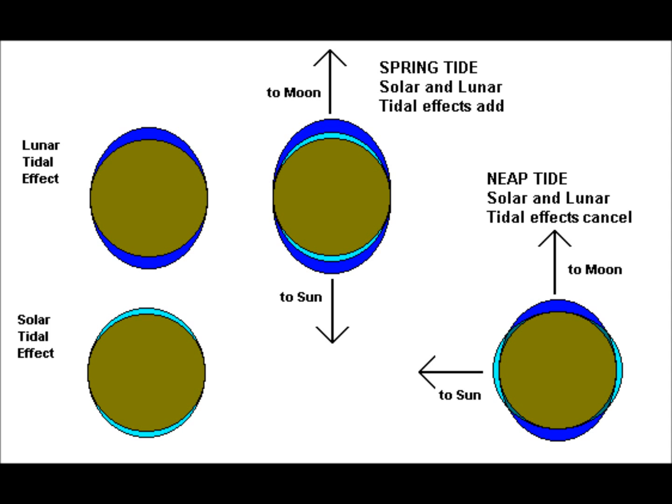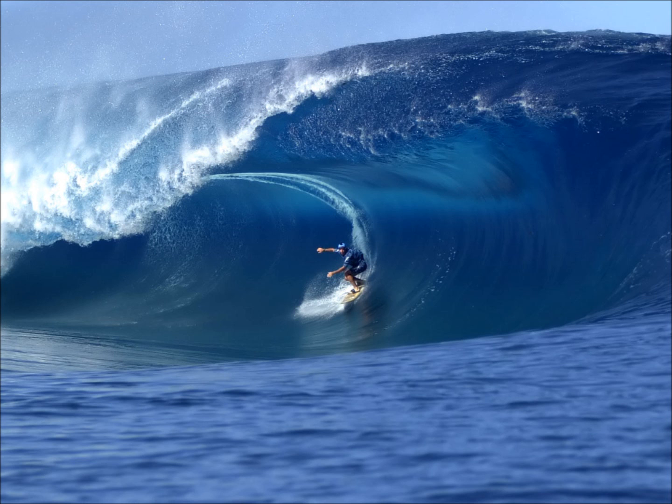A week later, during either of the two quarter moon phases, when the sun and the moon are at right angles to each other and their tidal influences partially cancel each other out, neap tides occur, and the tidal range is minimal.